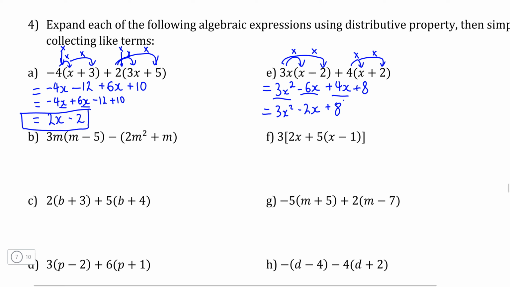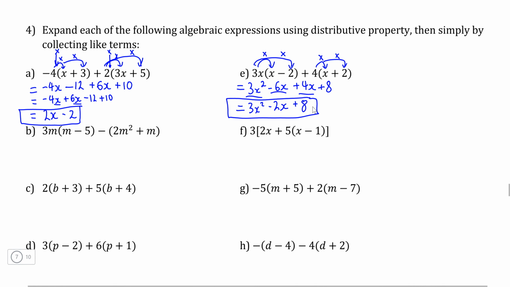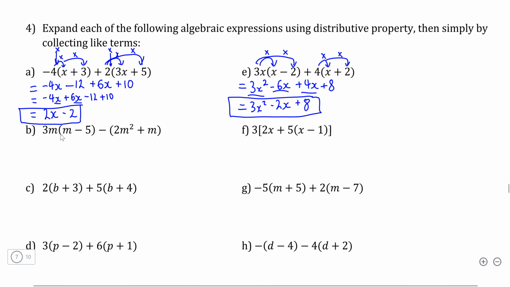So in this situation, our simplified term, once all like terms have been collected, is actually a trinomial here, because once again, x squared and x are different terms because the variable is different between the two. So this concludes our video on combining distributive property with our knowledge of like terms.